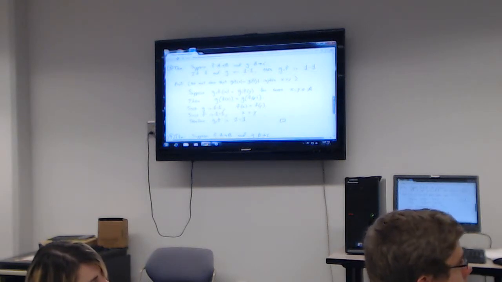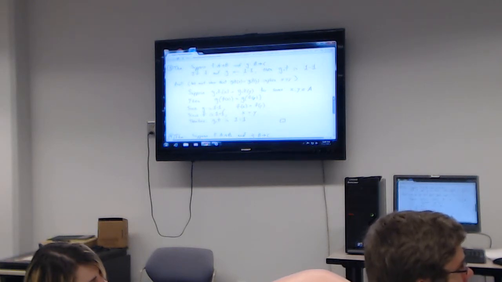Right? So to show that g composed with f is one-to-one, I will assume that g composed with f of x equals g composed with f of y, and I'll be done when I've shown that x equals y. Okay?